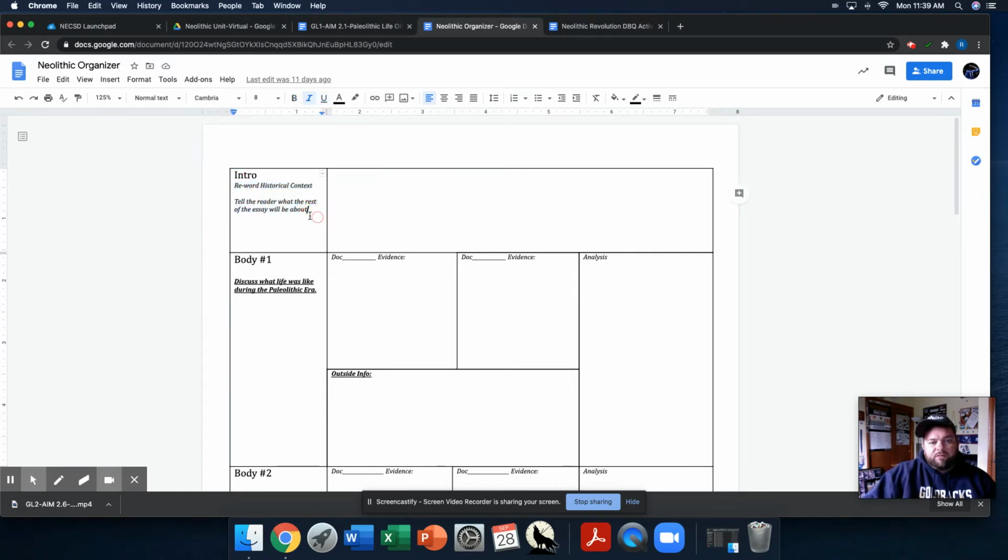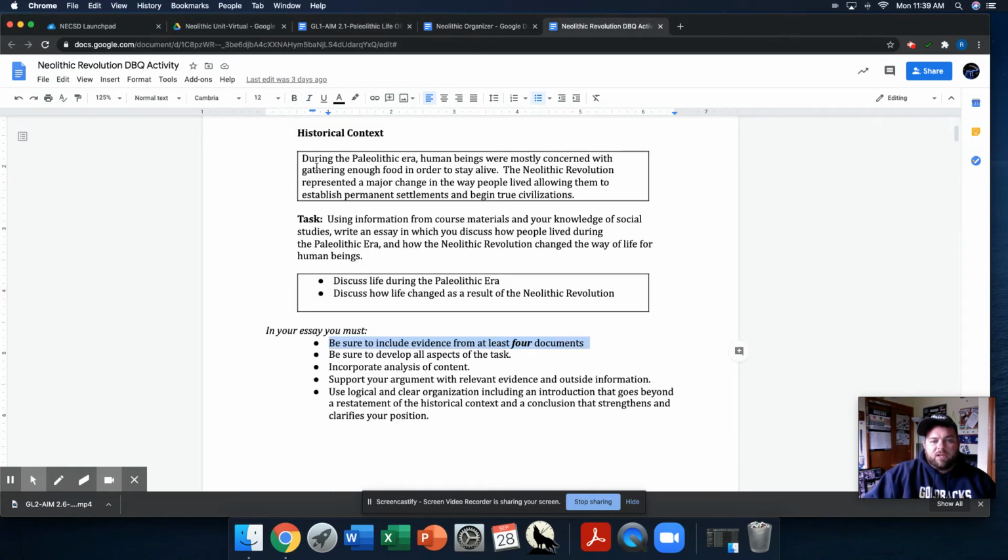So basically for the intro, what we're doing is you need to reword the historical context and or tell the reader what the rest of the essay will be about. So if you look on the task page, we have that context here. So each essay should begin with rewording this in your own words, because essentially you're telling the reader and also the grader who's grading the essay that you understand what the topic of discussion is, but you can put a thought together on your own. You don't need to read something and then copy it word for word into the intro.